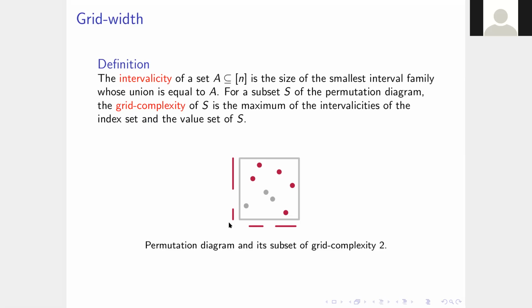Now let me take a short detour and define a width measure on permutations called grid width. So for a set of integers A, the intervallicity of A is the size of the smallest interval family whose union is equal to A. So essentially it says how many consecutive integer intervals we need to obtain A via union. And for a subset S of the permutation diagram, the grid complexity of S is the maximum of the intervallicities of its index set and value set. So down here we see a permutation diagram and its red subset. And this subset has grid complexity 2 because both its indices and its values span 2 consecutive integer intervals.